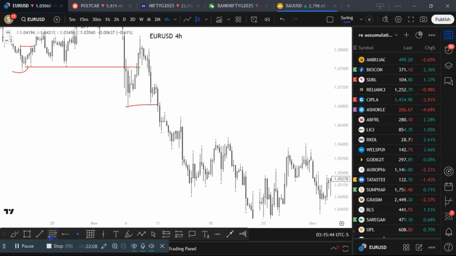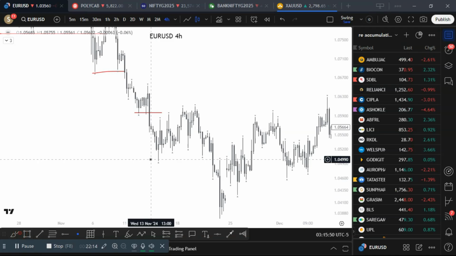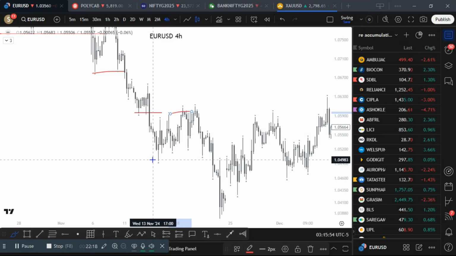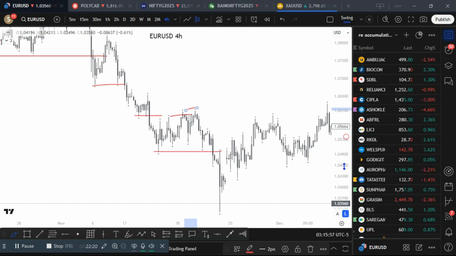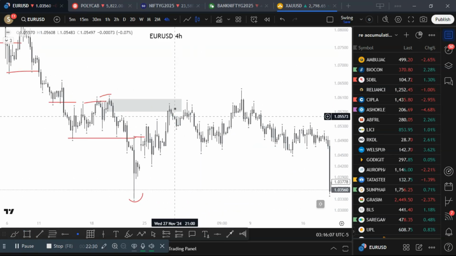kept going. We will wait for our internal liquidity swept. Here price swept internal liquidity. Now this point is protected, we can trust this. Price kept going lower, swept liquidity, we can short from our protected areas.